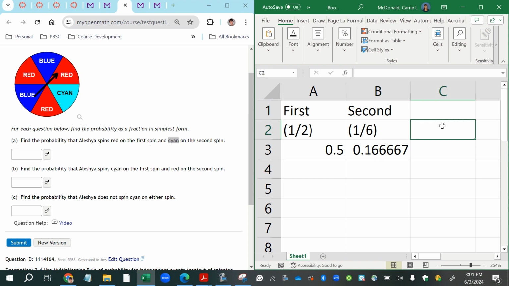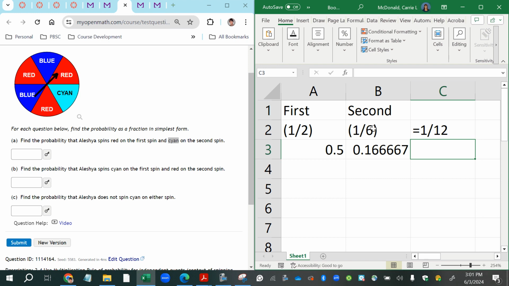Now, with fractions, you multiply the numerators, in other words, the first number in your fractions or the top number of your fractions together, and then the bottoms or the denominators together. So I want to do 1 times 1. That would give me 1. And then in the bottom, 2 times 6 is 12. So my answer should be 1 out of 12.